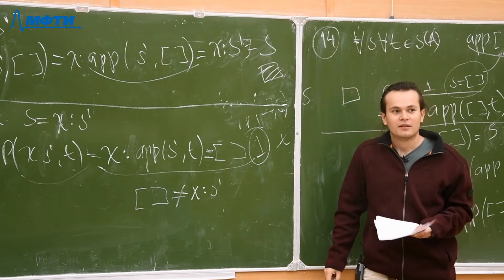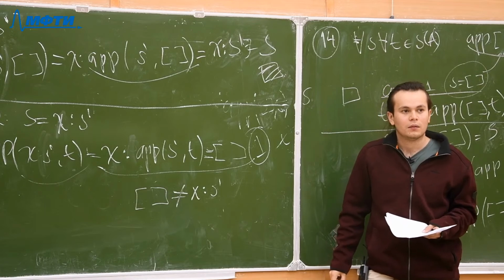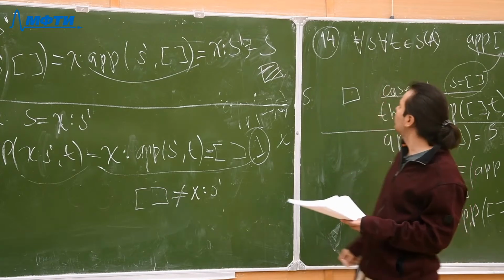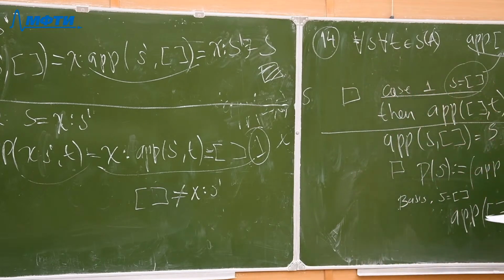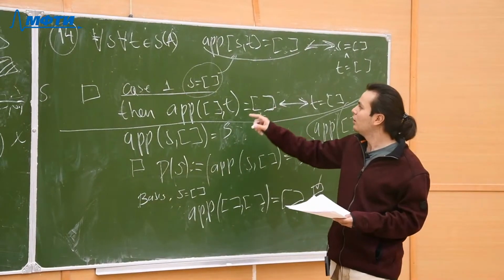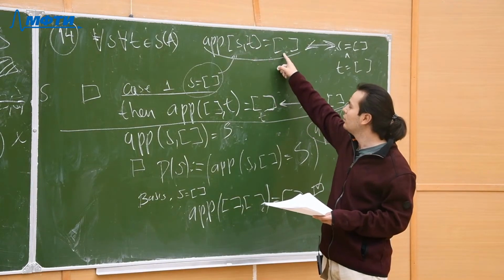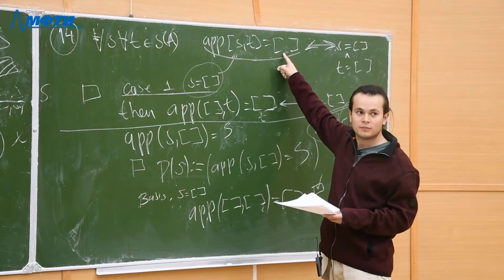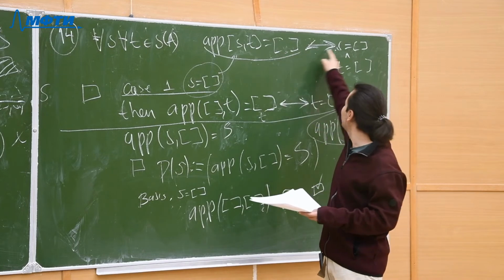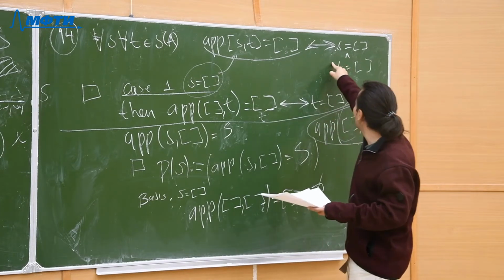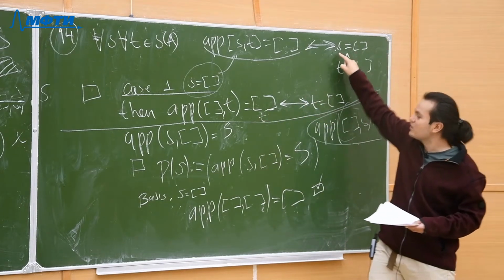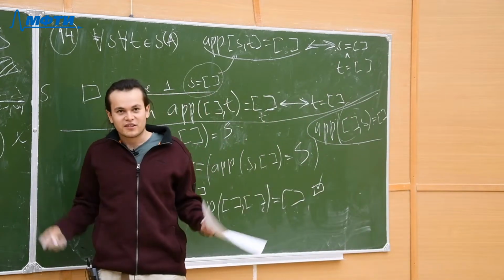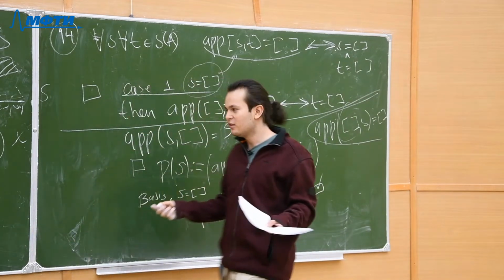It means that the property holds. In the exercise, we have to prove that f of S and T is equivalent, if and only if this holds. And we already saw that if this is empty, then T is empty. But if S is not empty, we got a contradiction. So this cannot be empty. And that's it.